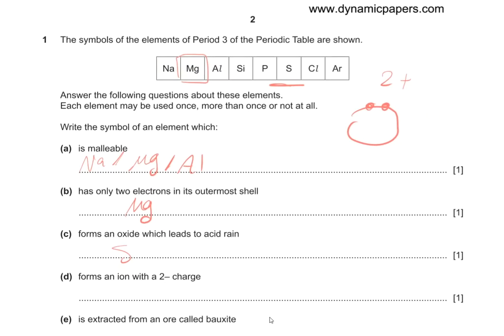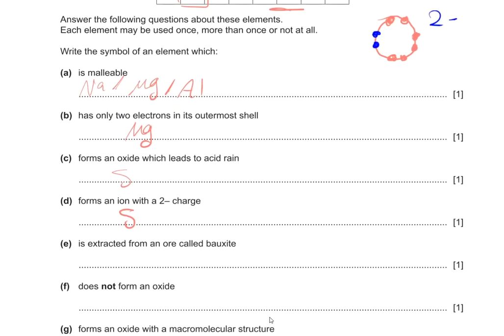Forms an ion with a 2- charge. So that's sulfur again, because its structure looks something like this. It has 6 electrons in the outer shell, and when forming an ion it gets 2 more electrons, so it makes a 2- charge because it got 2 electrons to complete the octet. So the answer is S.